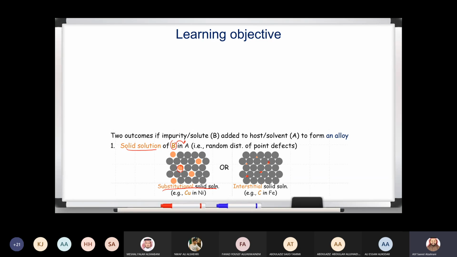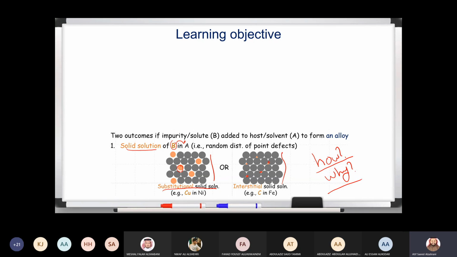And if you add atom B or an impurity to atom A, you can have either a substitutional solid solution or an interstitial solid solution. This is what we have mentioned, okay? So the final shape will be something like this or this. But what we didn't mention in the previous chapter is basically how and why.